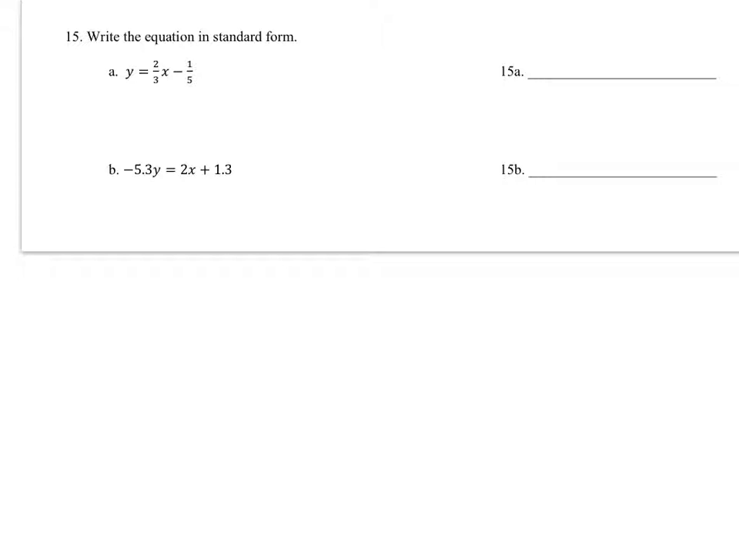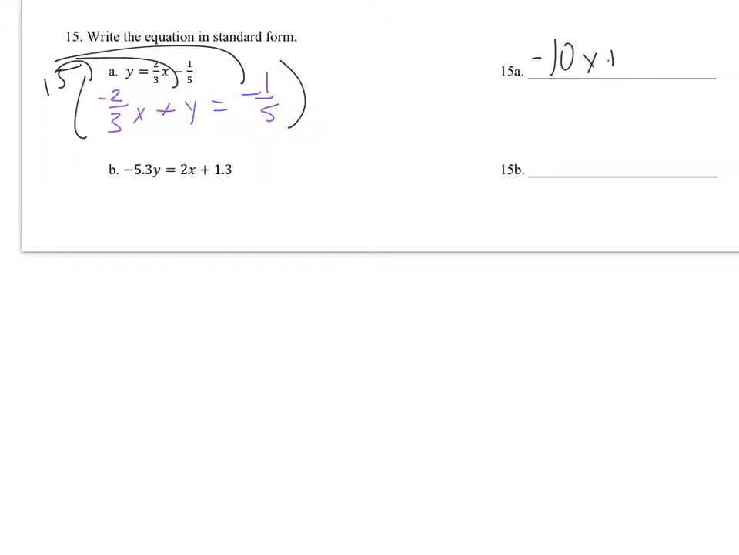Standard form, ax plus by equals c. So first thing we have to do is subtract the x over. So we have negative 2/3 x plus y equals negative 1/5. Now here you want to find the largest multiplier between 3 and 5 so that we can get rid of this fraction. So the largest multiplier would be multiplying by 15. So if I multiply each one of these by 15, this would be a negative 10x plus 15y equals negative 3.